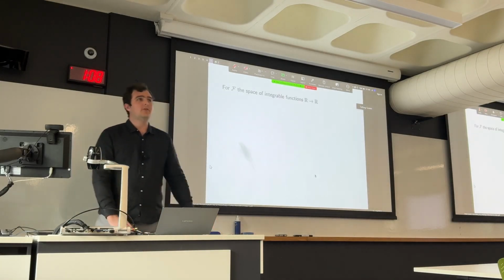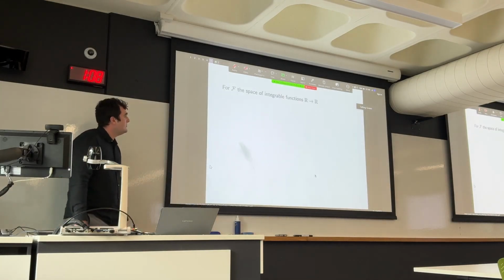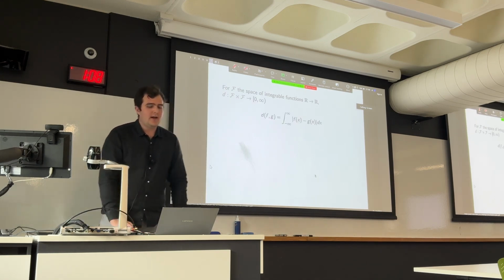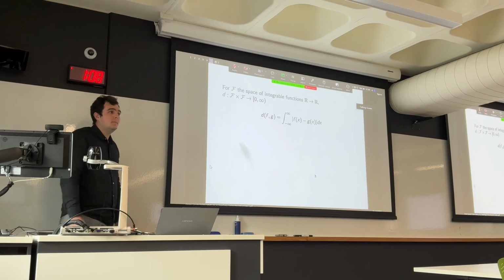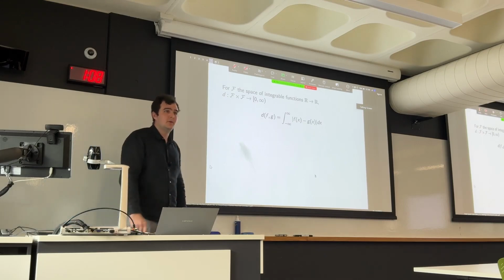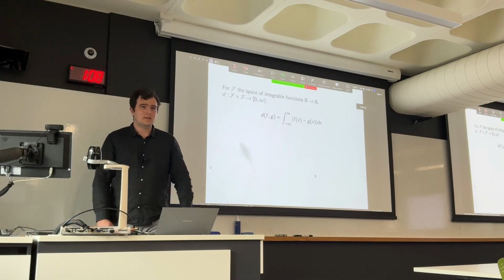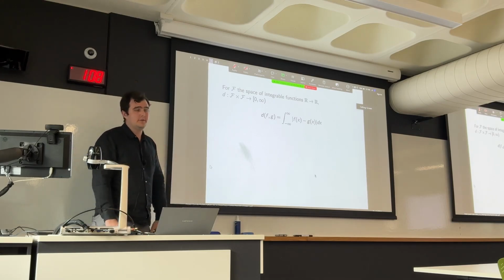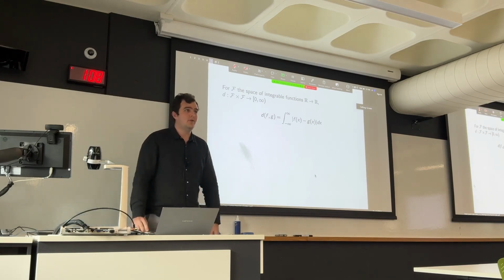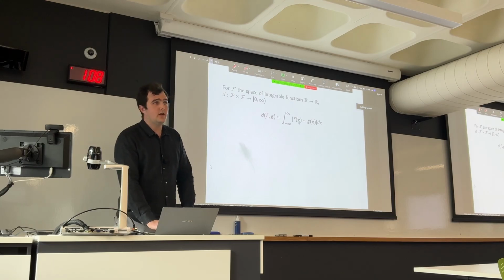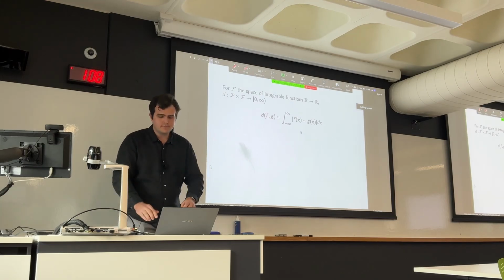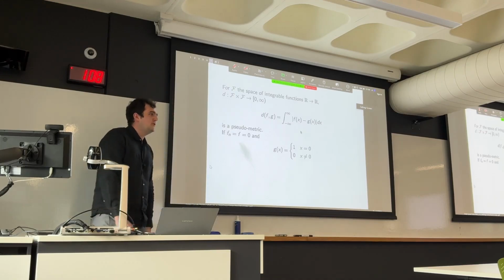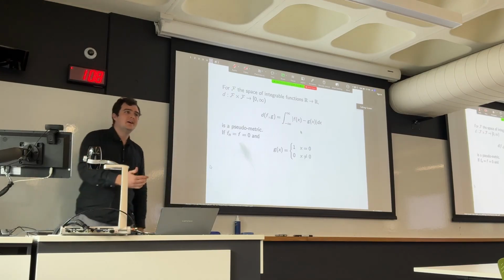A slightly more interesting example of this is the space of integrable functions, and you can define a notion of distance on it by the integral of the absolute difference between f and g. You can check this is a pseudometric: the distance between f and f is equal to 0, it's definitely symmetric, and you get the triangle inequality from the absolute value. But because it's a pseudometric, you end up with some strange properties.